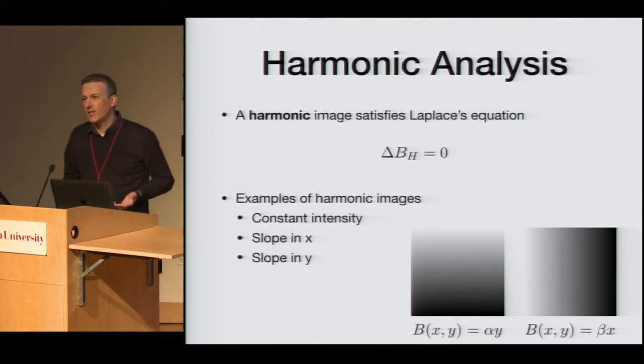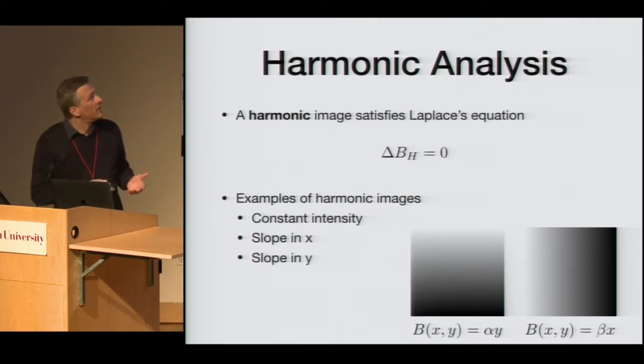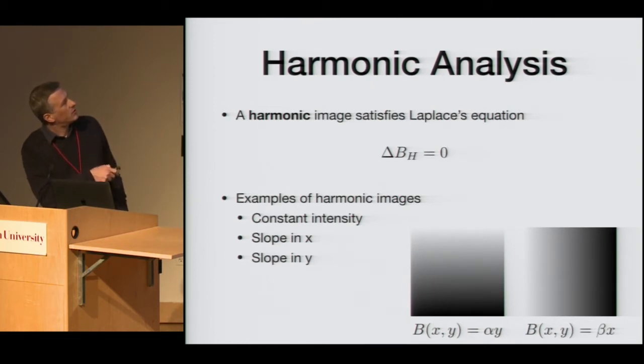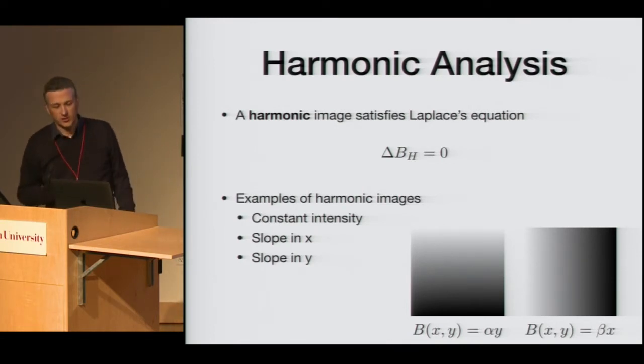And just to give an immediate idea of what these functions are, take, for example, a function that is a constant, just a constant color image. If you take the second order derivatives, it goes to 0. And this then can also be shown quite easily for images like a slope in X, in Y, or any linear function of your coordinates. Second order derivatives will clearly go to 0. And then, of course, there's many more functions.